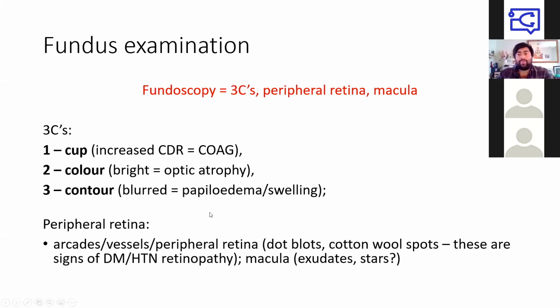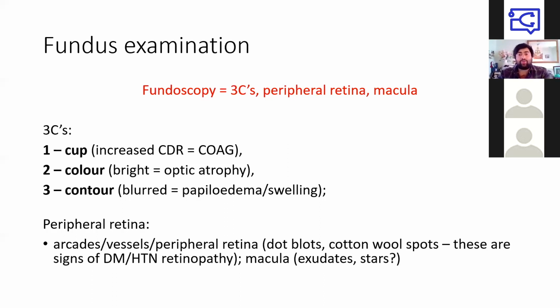So we've just done an SBA on CRVO and CRAO, and I'm just going to quickly go over the ways that you can tell the difference. Just briefly, to start with, a reminder of fundus examination. I know that in the context of the coronavirus pandemic, OSCEs are kind of cancelled. So this doesn't matter that much, but it's certainly something you need to know, because there will be some scenarios in real life where fundoscopy will add a small amount of information. So you still need to know how to do fundoscopy.